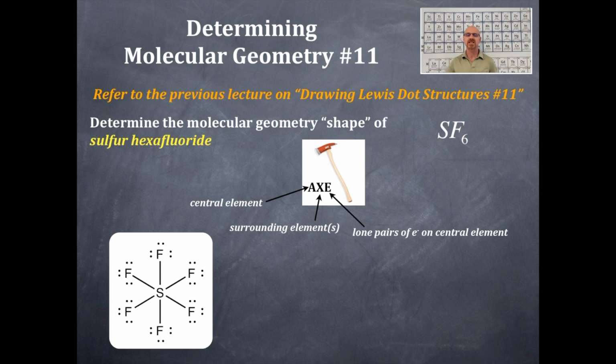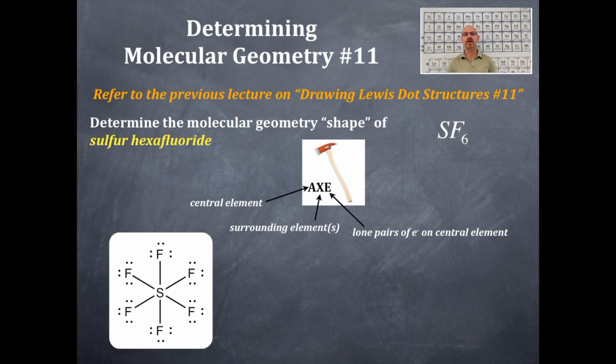So the A is the central element. That is the sulfur. That's why I have a single A all the time. And then the X are the outside elements that are surrounding that central element. So how many fluorines do you see? Well, it's actually right there in the formula, hexafluoride. So that would be 6.